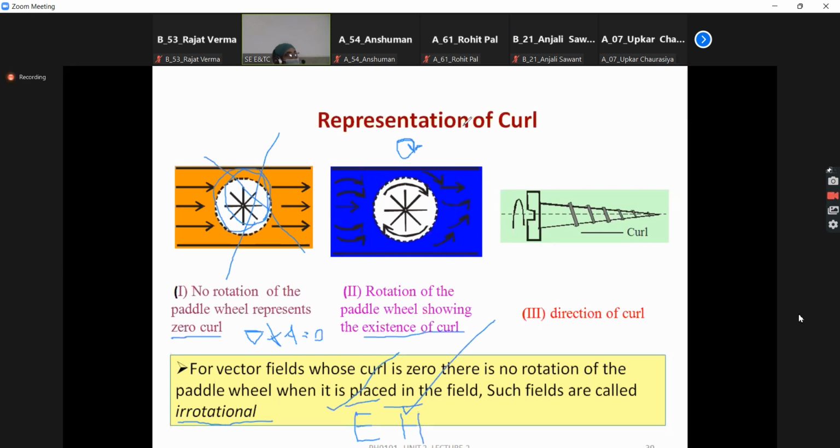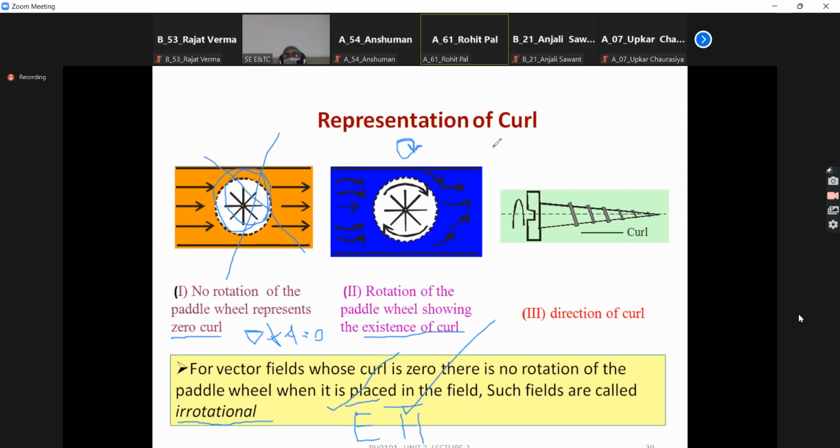You have to keep the conductor stationary, and the field will take care of the EMF which is induced. So this field is irrotational if it cannot produce rotational motion.